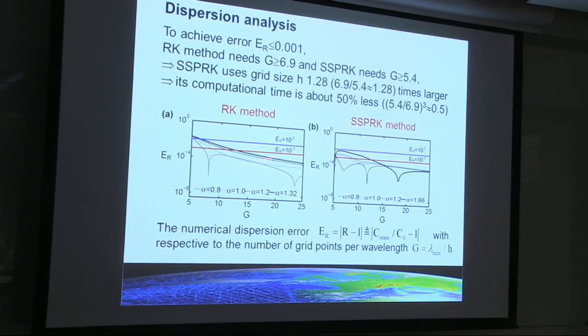If we set a threshold at 0.001, like the red line, we can say that the Runge-Kutta method needs G larger than 6, and the SSPRK needs G larger than 5.4. So the SSPRK method could use a grid size 1.28 times larger than that of the RK method. So in the 3D simulation, its computational time will be 50% less.